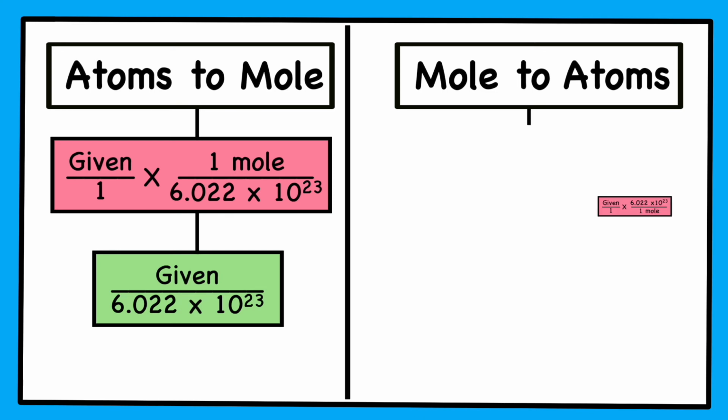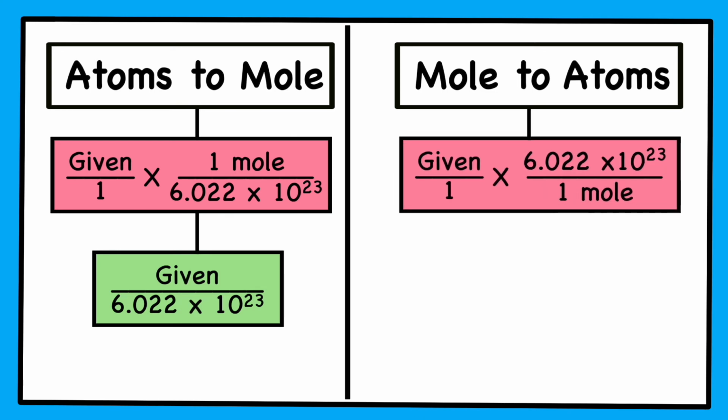If I'm given moles and want to find the number of atoms present within a substance, then I'm going to do this. Take my given moles of a substance and put them over 1. Then I'm going to multiply it by the relationship of 6.022 times 10 to the 23rd atoms of that substance over 1 mole of that substance.